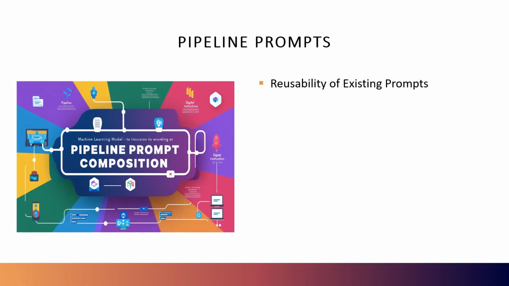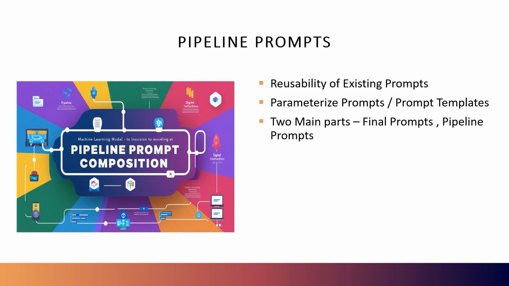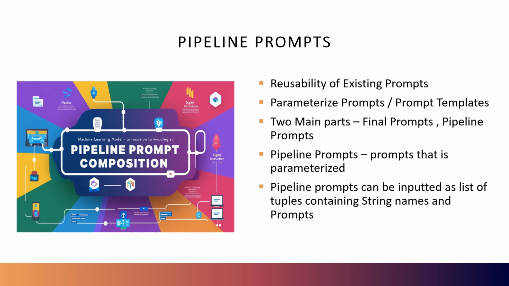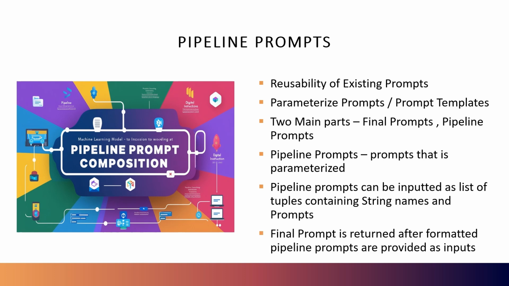Pipeline prompt helps in reuse of existing prompts. It parameterizes not just variables, but prompts or prompt template itself. It consists of two parts. One is the final prompt, and the other is the pipeline prompt. Let us see them one by one. Pipeline prompts are the prompts that we are going to parameterize as variable in new prompt. Pipeline prompts can be inputted as list of tuples containing string names and prompts. Final prompt is returned after formatted pipeline prompts are provided as inputs.